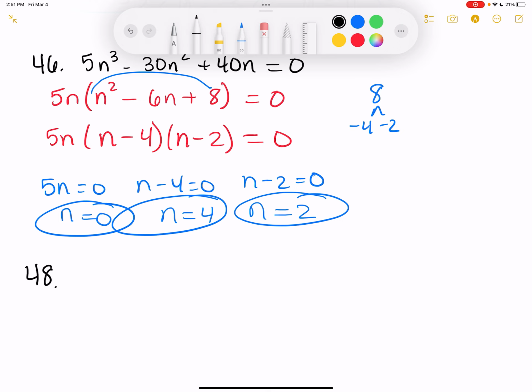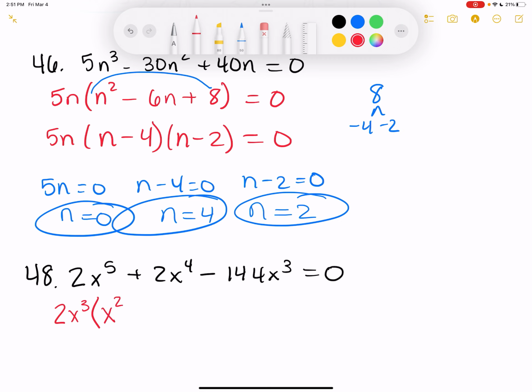All right, 48. 2t to the 5th. Here, I'm going to change these to x's, so it's not confusing. Plus 2x to the 4th minus 144x cubed equals 0. All right, what can I do? You can take 2 out. You can take 2x cubed out. And that leaves me with 2x squared.